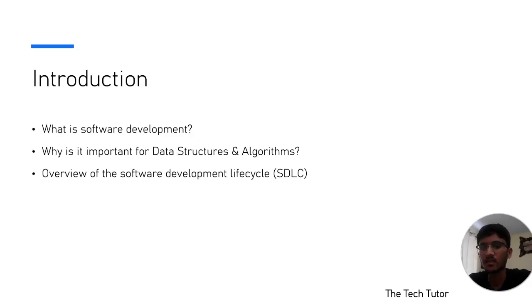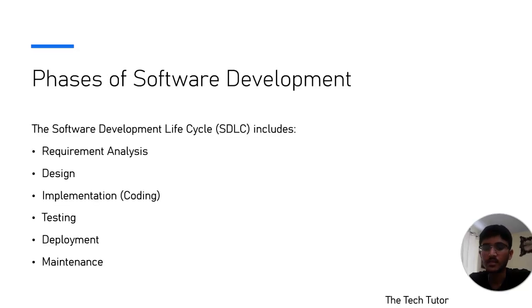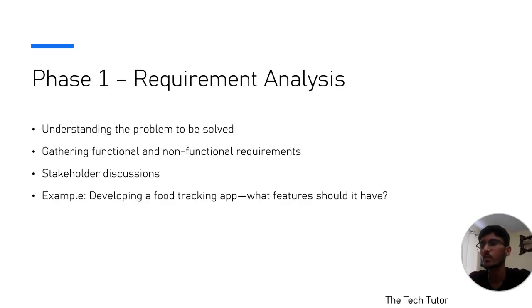Okay, now let's have a look at the 6 major phases of software development. First we have the requirement analysis, then we have design, then implementation, then testing, then deployment, and lastly maintenance. Each of these plays a crucial role in ensuring that the final product is functional, reliable, and efficient. Let's go through each of them one by one.